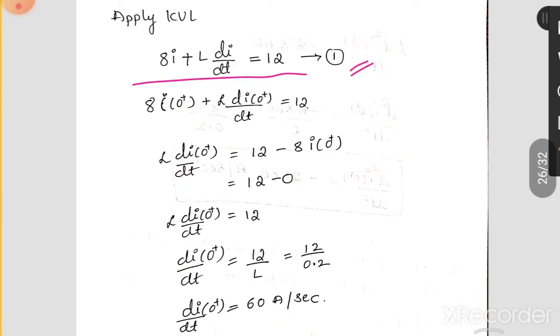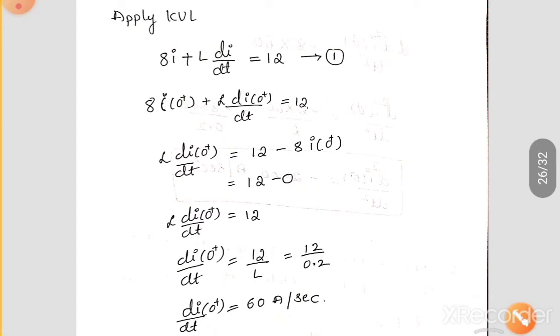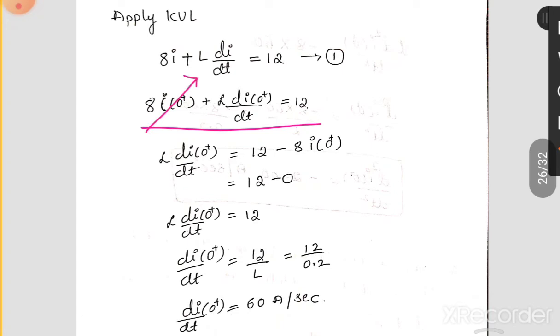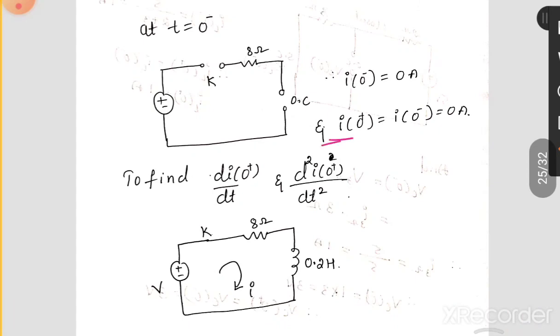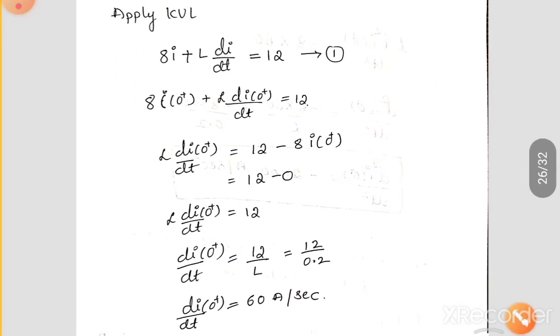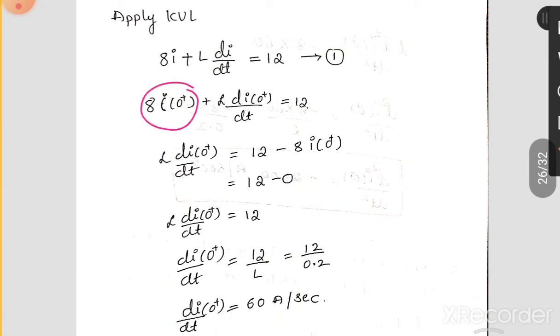And now in place of I we have to represent 0 plus. So that is 8I of 0 plus, plus L into di of 0 plus by dt, equal to 12. This is when we have substituted t equal to 0 plus. Now, as we know, the I of 0 plus value we have already calculated. It is I of 0 plus is 0 ampere. So we know this value, substitute it. L value we also know, and di by dt we need to calculate.